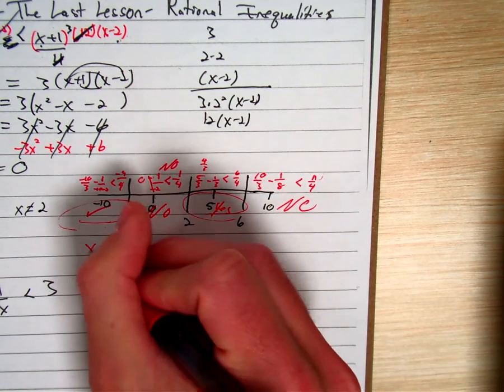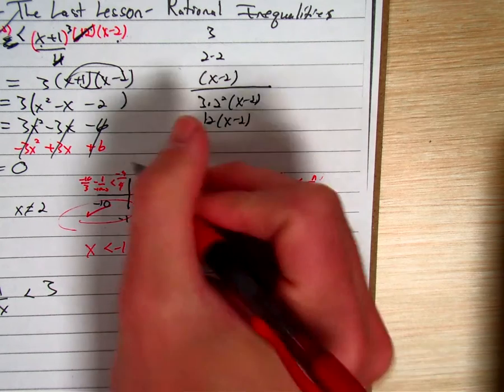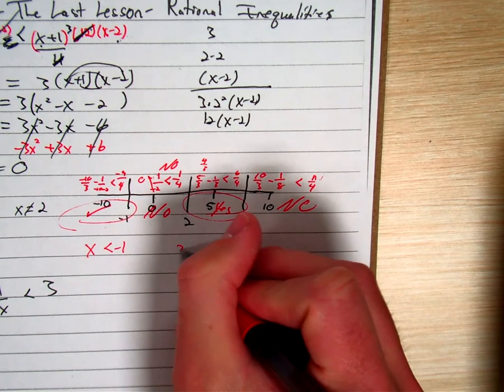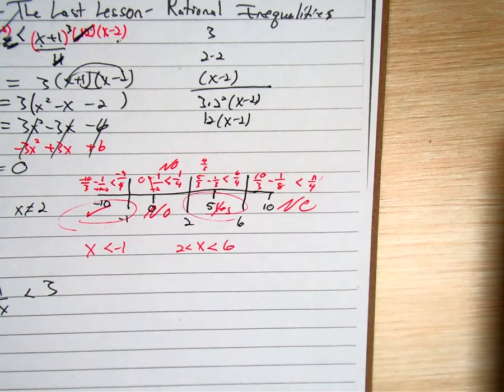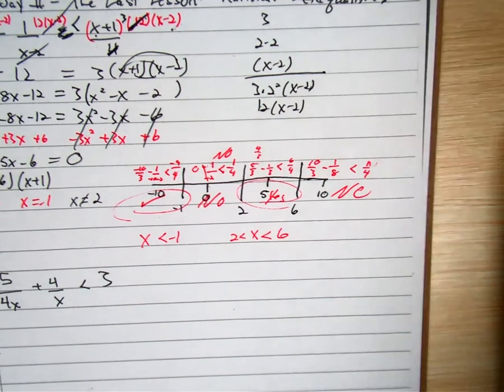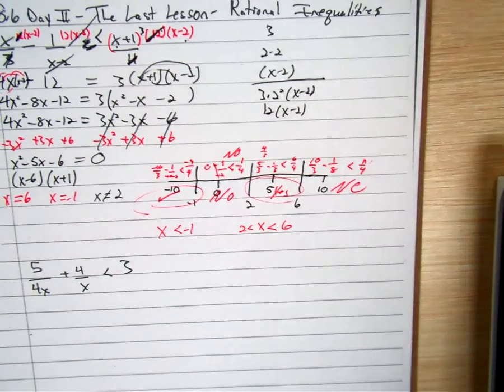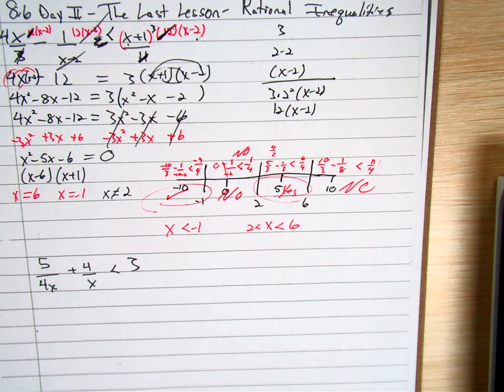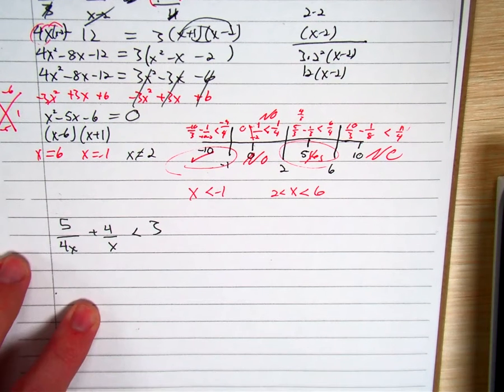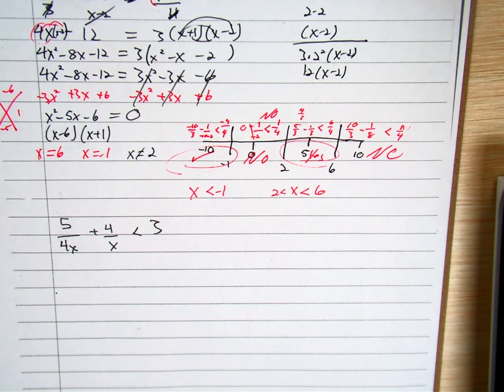So our final answer would be x's that are less than negative 1 and x's that are between 2 and 6. All right? A long process here, but you can do it. Okay, this is a little bit shorter, a little bit nicer of one. Go ahead and give that one a shot on your own. Here, let's push pause and let you try that one on your own.